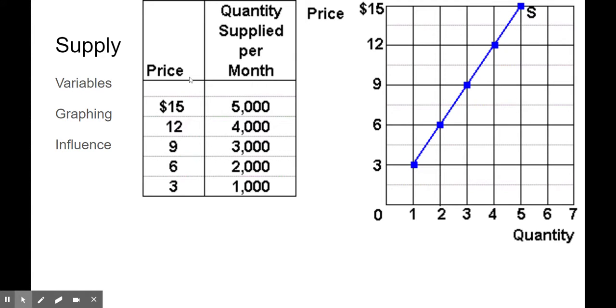So the variables, once again, are the same: price and quantity. And so the two variables that come together to help us understand supply. And we can see that this follows the law of supply. At $15, that's a very high price. A lot of people are going to want to sell something. They're going to say, oh, we can make a lot of money off that. So 5,000 units are going to be supplied each month of this product at $15.